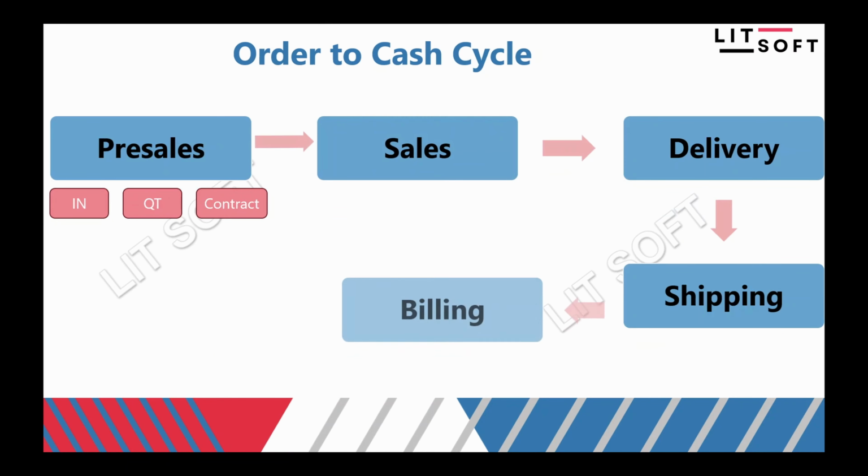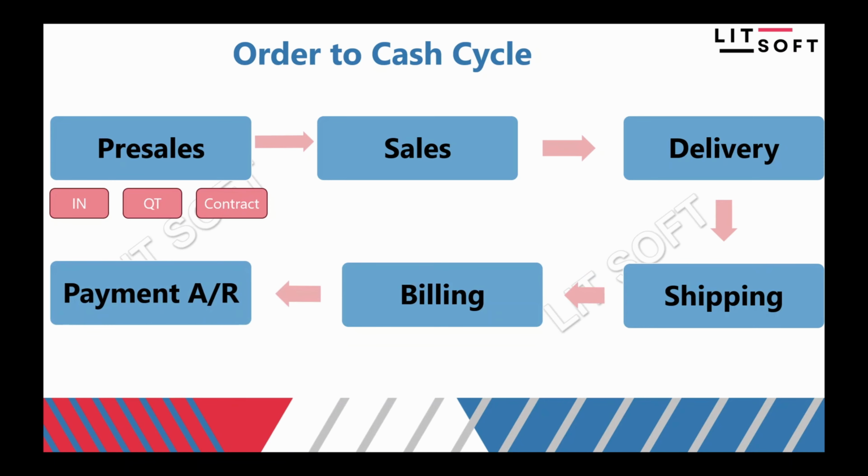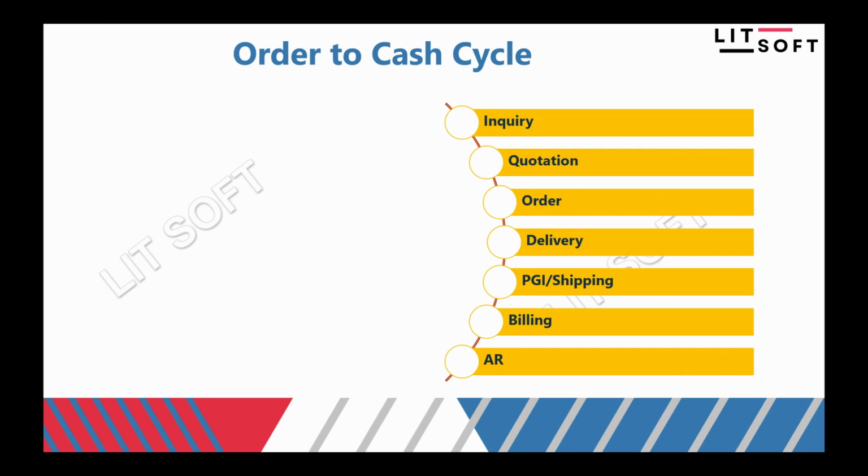Here is the overall flow. We have the pre-sales, inquiry, quotation, and then the sales, the delivery, shipping, billing, and payment. We will see a little more detail about this. The cycle is: inquiry, quotation, order, delivery, PGI, shipping, billing, and accounts receivable.